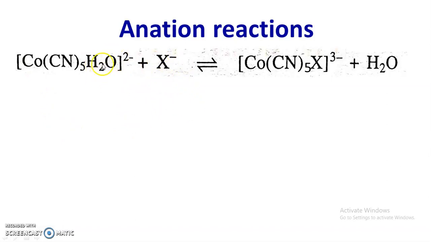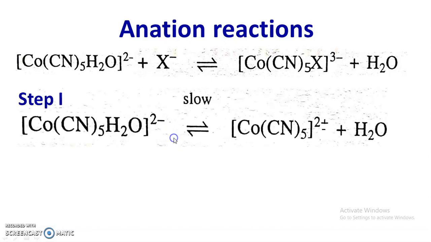Now this H2O is replaced by X minus and we get the desired product, that is the pentacyano cobalt(III) ion, where this X, that is the ligand, is directly attached to cobalt. So the overall reaction is that water, or H2O, is replaced by the anion. Now this reaction follows the SN1 mechanism, that is the substitution nucleophilic unimolecular mechanism.